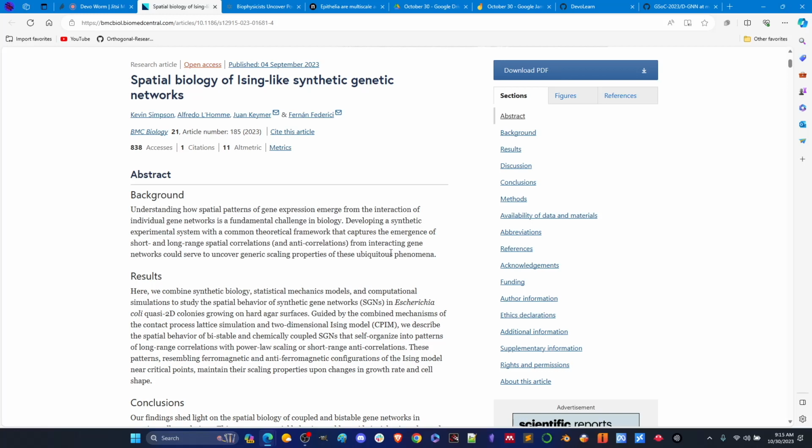coli, you engineer a circuit, you let it grow in a substrate, and then you can maybe modify the pattern. So they have a common theoretical framework for this. This captures the emergence of short and long range spatial correlations, which is where you take a single cell and you look at the neighbors out to a certain distance, and you look for spatial correlations, which are basically like time series, but you're doing it over space instead of time.